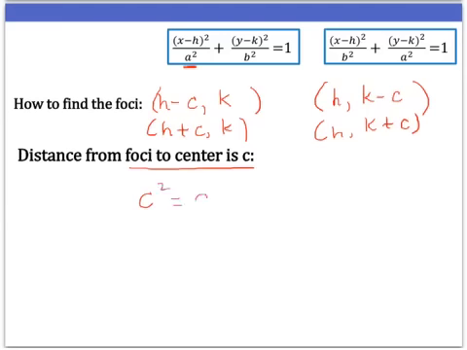Okay, those denominators you have up there, you're just going to subtract them, and then you'll take the square root of c squared, and that's the value that you're going to add. And many times it's going to be a radical.